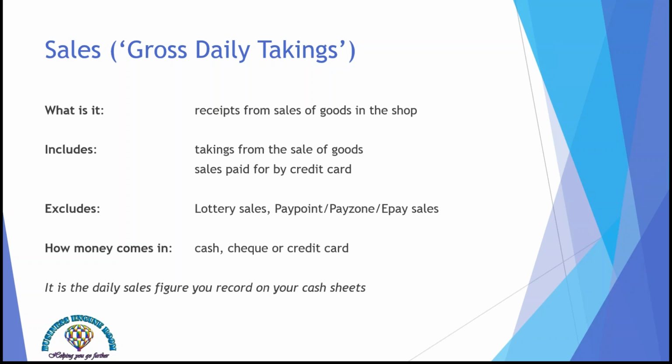What you should exclude from the gross daily takings or gross daily sales are lottery sales, PayPoint, PayZone and ePay sales, because they're not really your sales. You receive commission for those transactions, but they shouldn't really be included in your gross sales. For those of you who use manual cash sheets, this will be the figure that you record on your cash sheets.